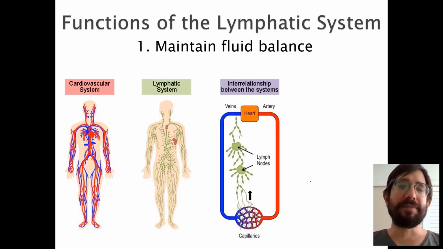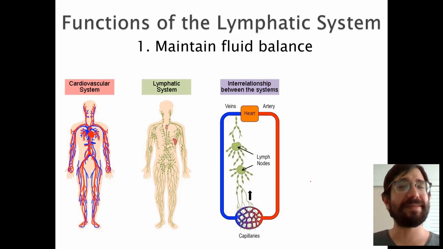When we say maintain fluid balance, what we mean is that the cardiovascular system delivers oxygen and nutrients to your tissues by being very leaky. Remember, we learned that there are three types of capillaries. Some are leakier than others, but they're all leaky. That's good. The fluid that leaves the blood vessels carries with it vitamins and nutrients and sugars and electrolytes and oxygen. And so we bathe our cells in this fluid.